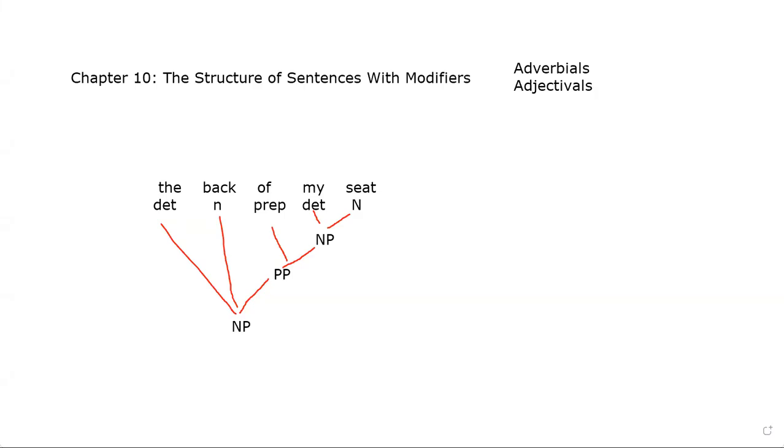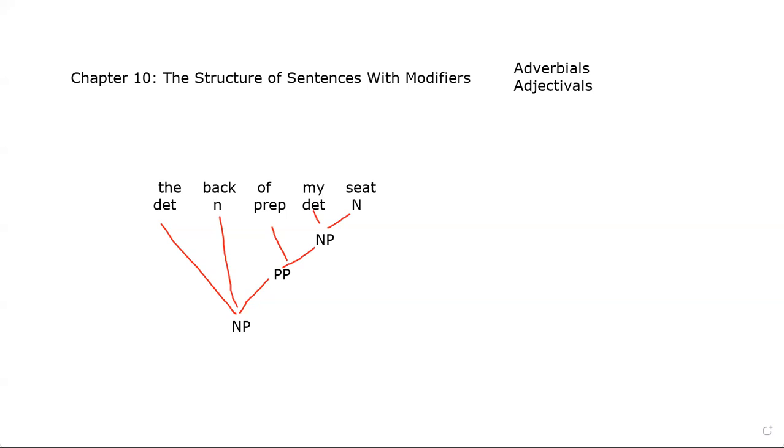We see that my seat is a noun phrase. It's the object of the preposition. So it goes inside the preposition phrase. The preposition phrase is attached to the previous noun and determiner. All three of those things are going into one single noun phrase. And then we can see the back of my seat is one chunk of language, right?